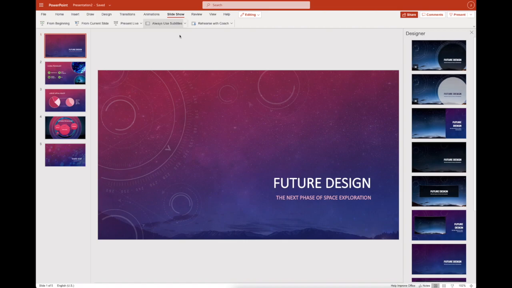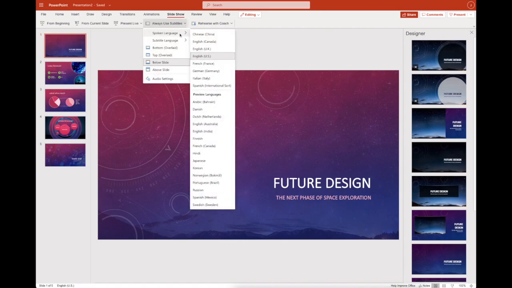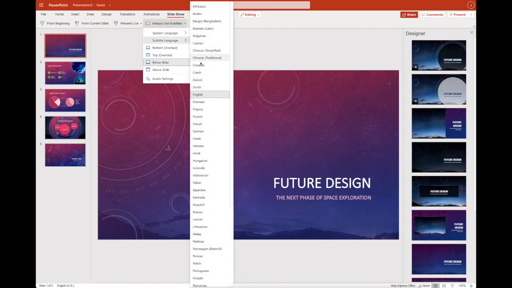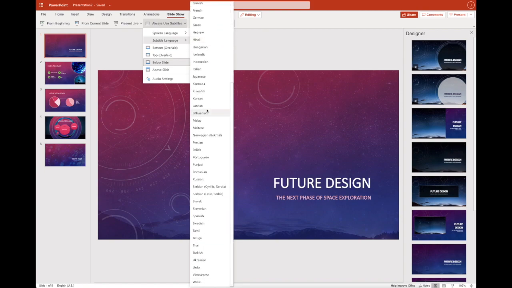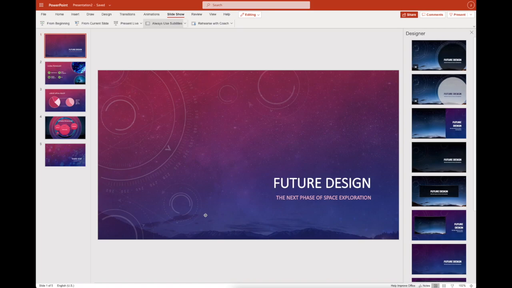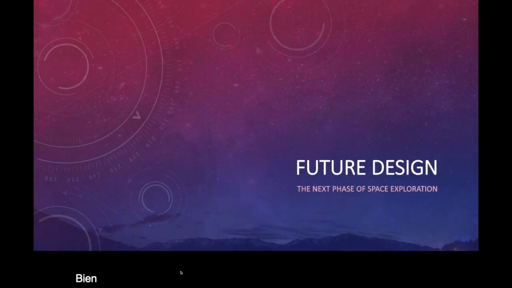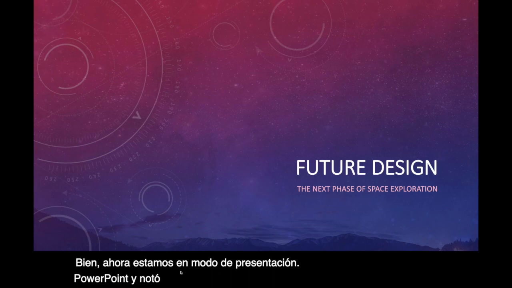So yeah, I'm going to go ahead and use subtitles. I'm going to say below the slide, and then I'm going to tell it what my spoken language is, which is English. And I'm going to go ahead and select the subtitle language, which I'm going to pick Spanish. So now when I present, I will be seeing the text appear on the bottom for whatever I'm presenting. So I'm going to go ahead and start presentation mode on PowerPoint, and notice the translation on the bottom is coming out in Spanish.